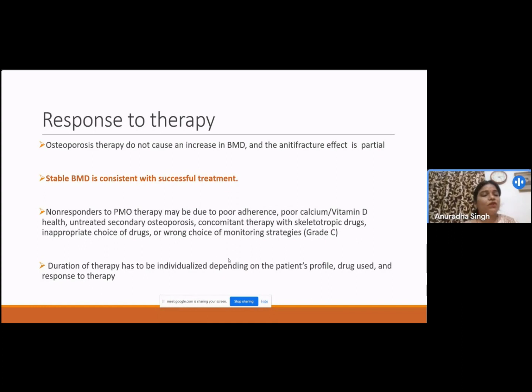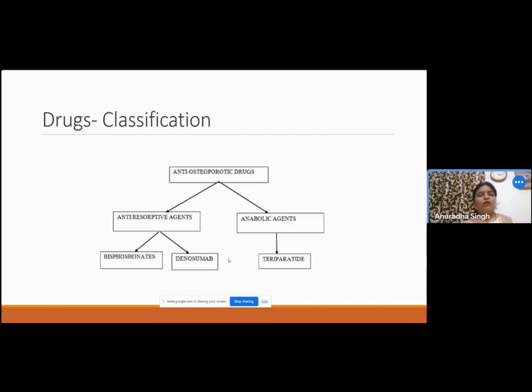Now, they may be non-responders to your therapy, which may be because of poor adherence, poor calcium and vitamin D health, untreated osteoporosis, or other secondary causes which we really need to look at. And the duration of therapy has to be individualized based on the patient profile, the drug which is used, and the response to the therapy.